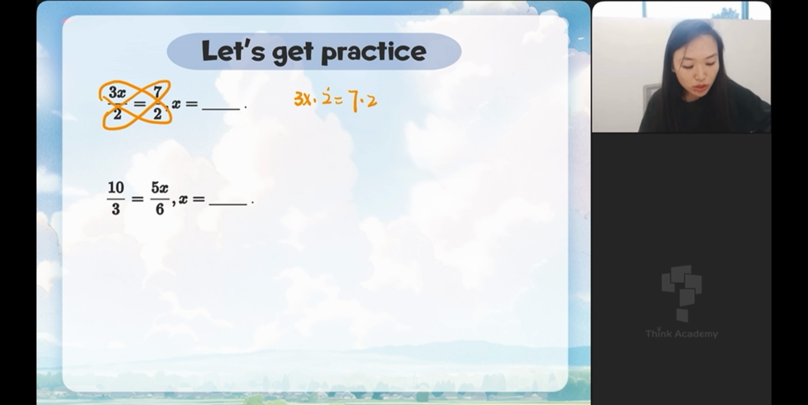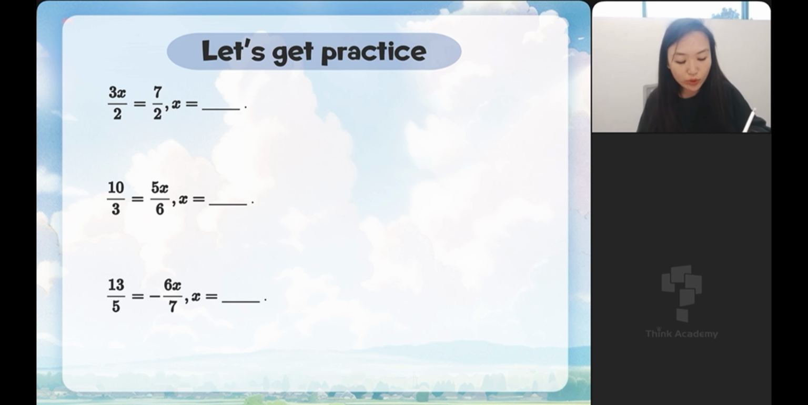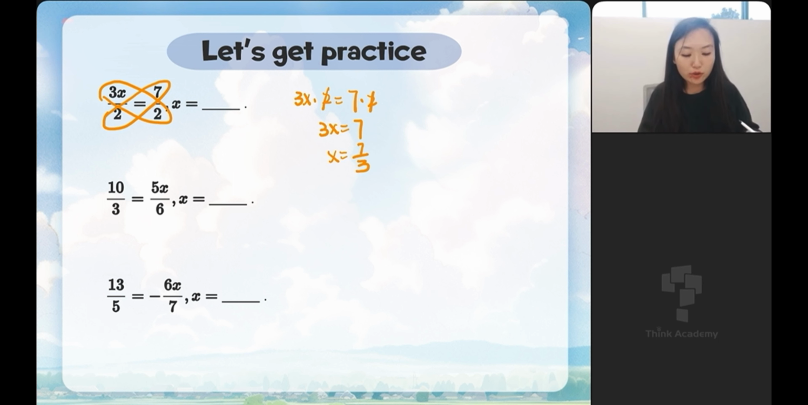And then we can cancel out the 2 here, and we know that 3x equals 7, and the value of x should be 7 divided by 3. Okay, so this is the first equation. We can just draw a butterfly and do the calculation.